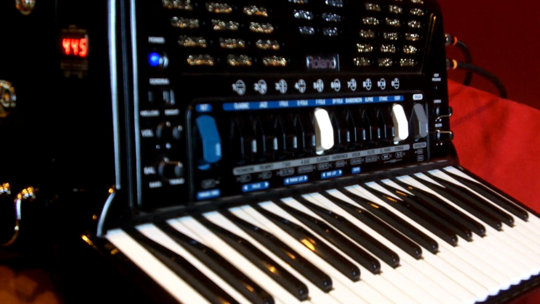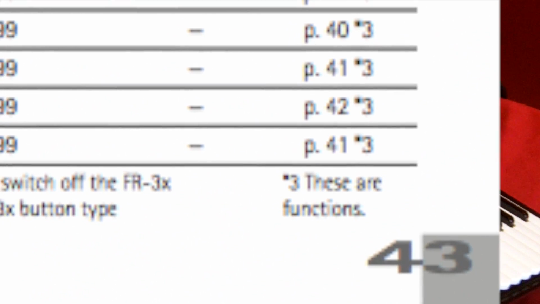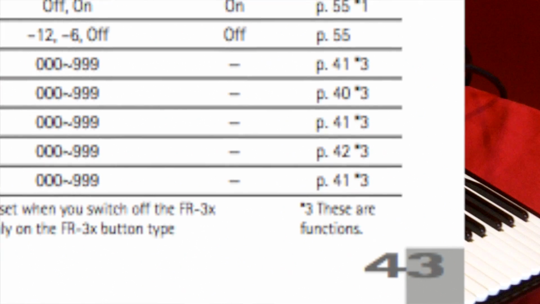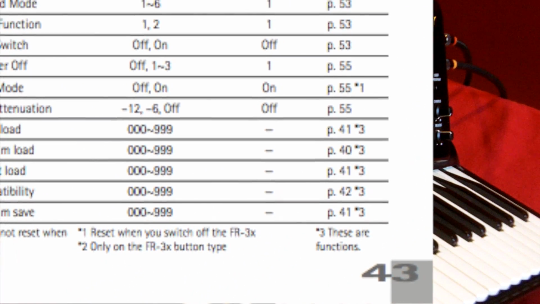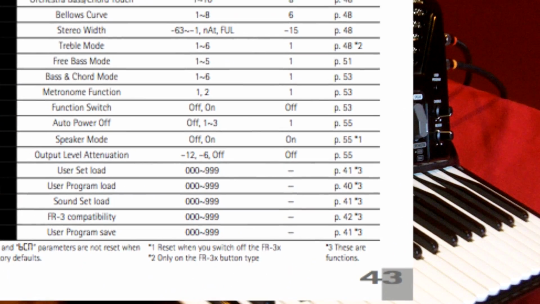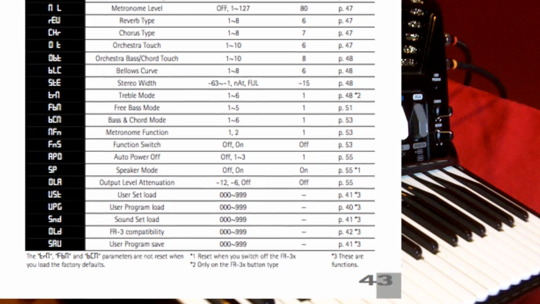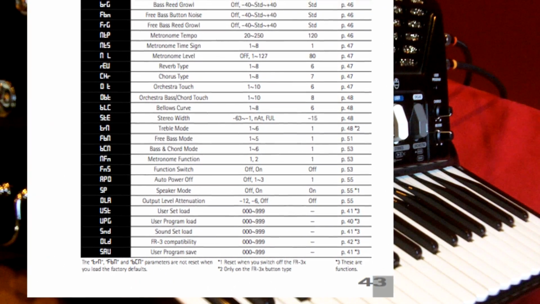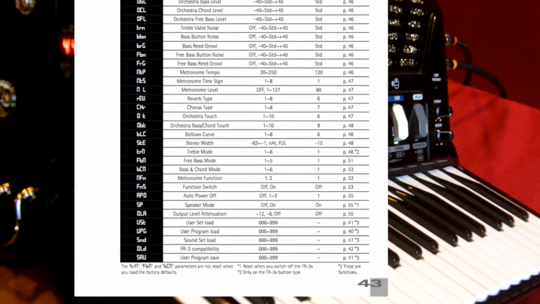Many things can be changed to make your 3x sound better and to personalize it for your taste. Page 43 of the manual provides a list of all of the parameters. I cannot go through all of them here, but I will show you how to access them and how to change some of the ones I consider most important.